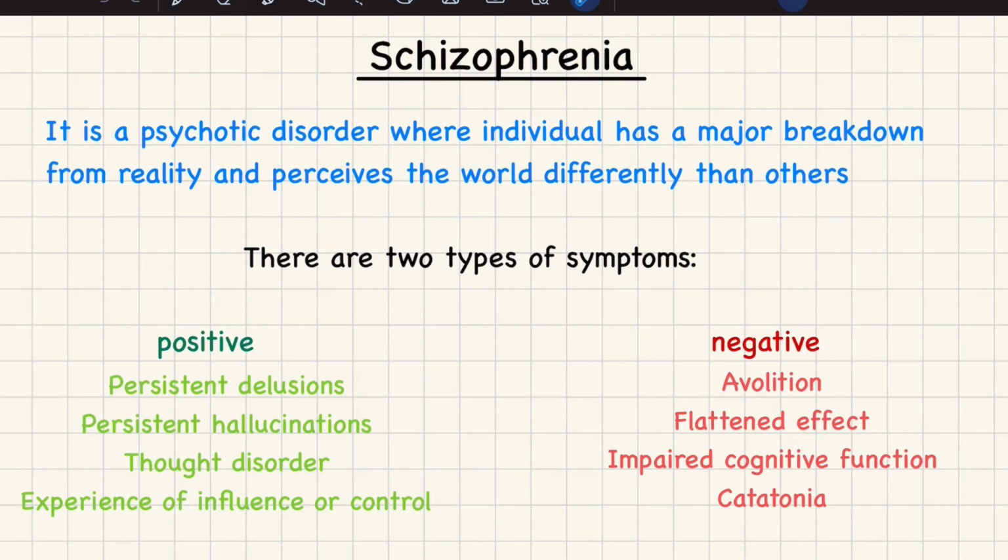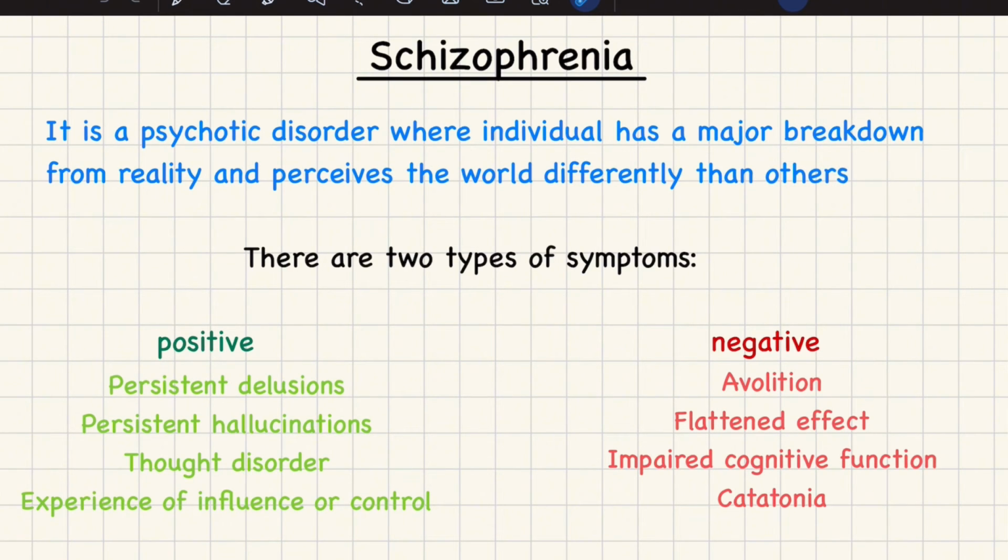So let's start off with what schizophrenia actually is. It is a severe psychotic disorder, where an individual has a major breakdown from reality and perceives the world differently than others.